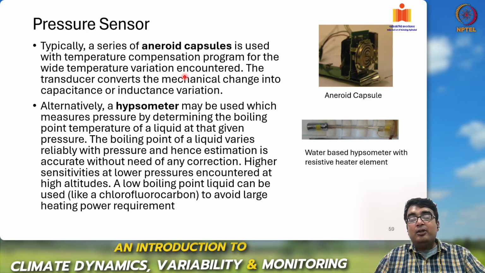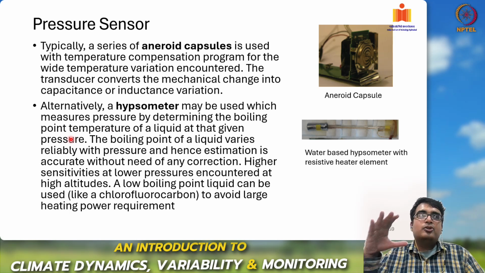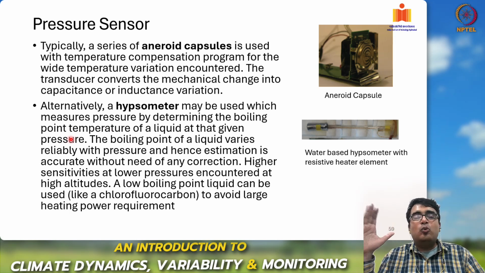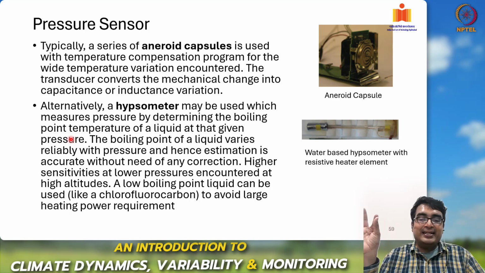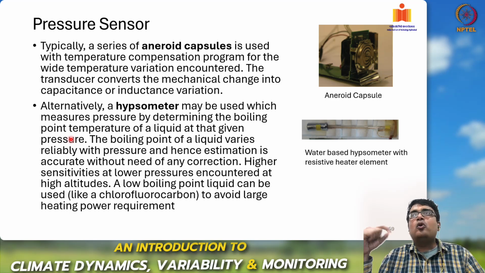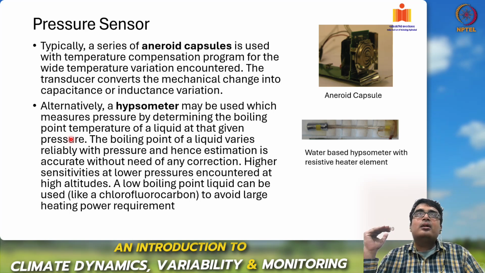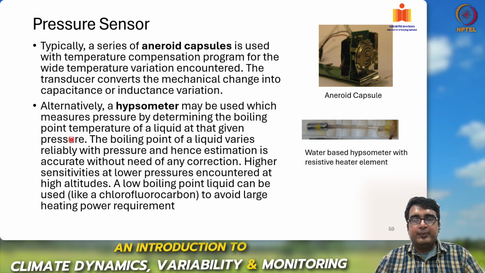Alternatively, we use something called a hypsometer, which I have not discussed previously, and this is very important. It is specifically used in various radiosonde measurements of pressure. This measures pressure by determining the boiling point temperature of a liquid at that given pressure. So let's understand this idea. We know water boils at exactly 100 degrees centigrade at 1 atmosphere. However, if you go up high in the mountains, the water will boil at a lower temperature, say at 95 degrees centigrade. And the reason is the pressure has decreased from 1 atmosphere to say 0.8 atmospheres.